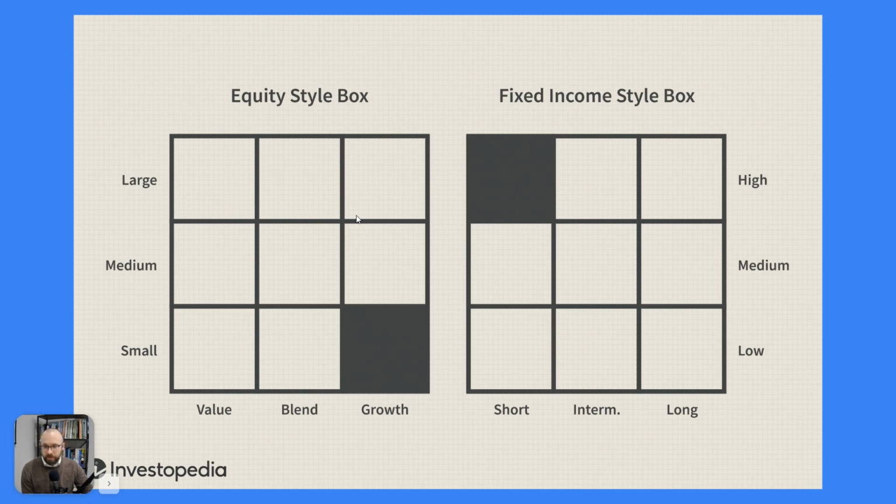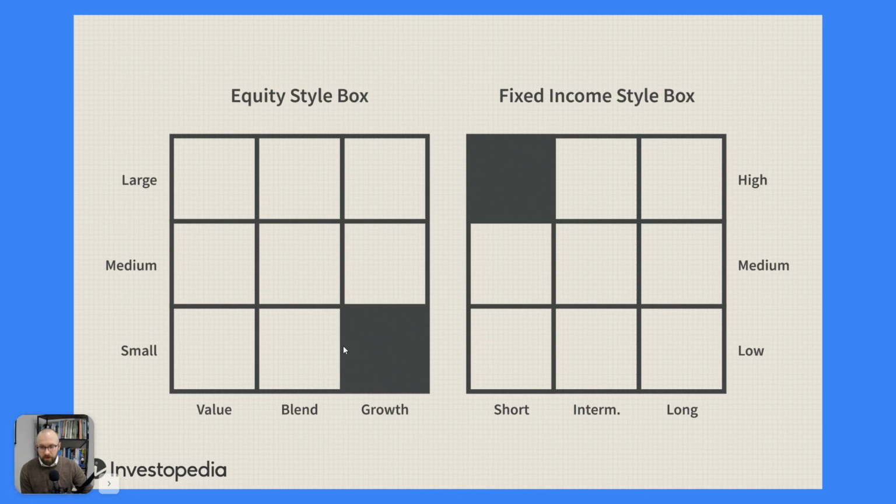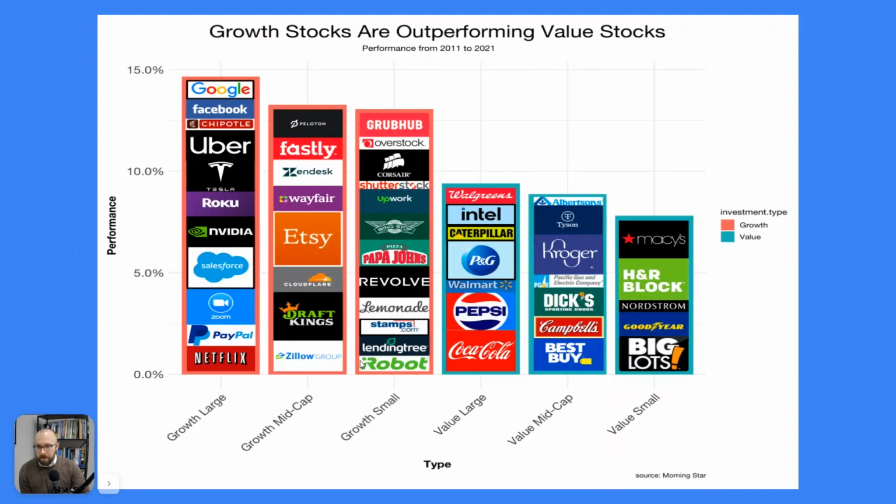When we talk about these size companies, I want to give you examples. If we look at large growth, think Netflix, Salesforce, Nvidia, Uber, Facebook, Google. When we think mid cap, think DraftKings, Etsy, Wayfair, Peloton. When we think small growth, LendingTree, Stamps.com, Papa John's, Wingstop, Overstock. When we say small companies here, we're not talking about the mom and pop down the street. These are still massive companies. We're just talking about smaller in terms of big publicly traded companies.